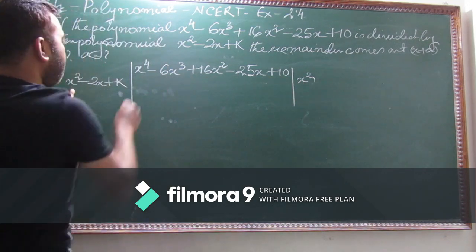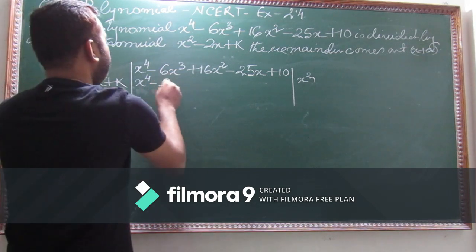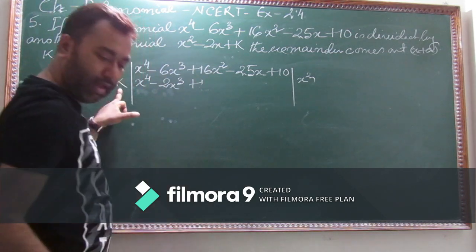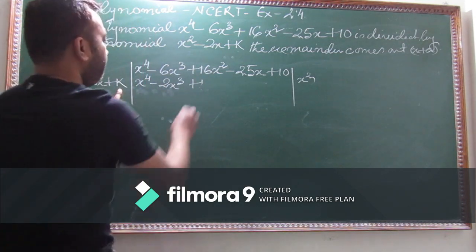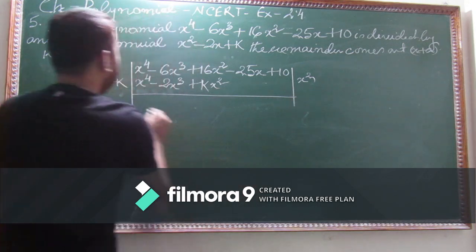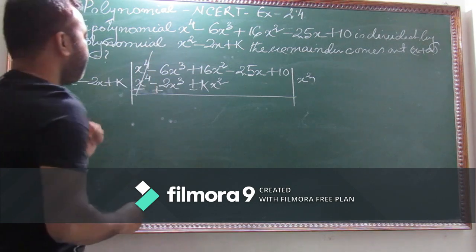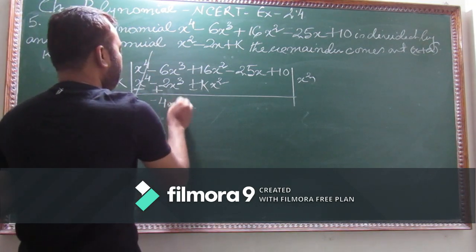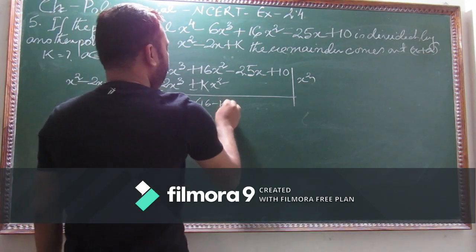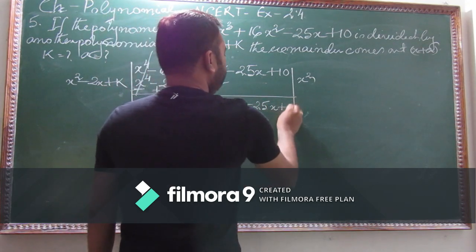will give me x4. So this is x4. After that minus 2x cube. After that plus kx square. Now I am going to subtract. This is minus, this is plus, this is minus, this is cancelled. This is minus 4x cube. After that plus 16 minus k into x square minus 25x plus 10.